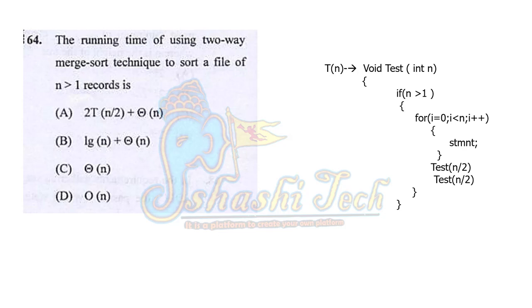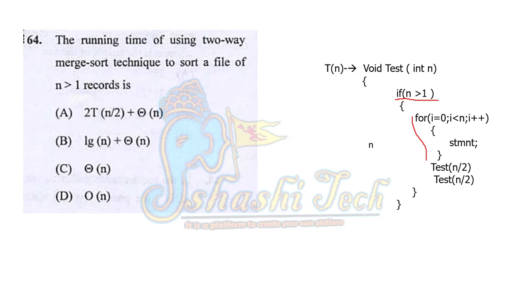Here, sort a file of n records, where n is greater than 1. This condition will be executed if n is greater than 1. For i equal to 0, i less than n, i plus plus. How many times will this for loop run? This for loop will run n times because n is greater than 1.